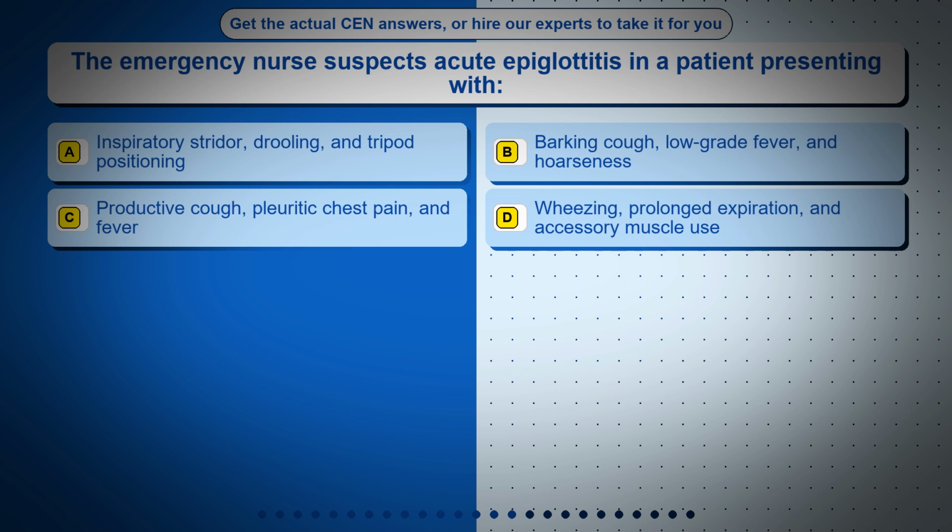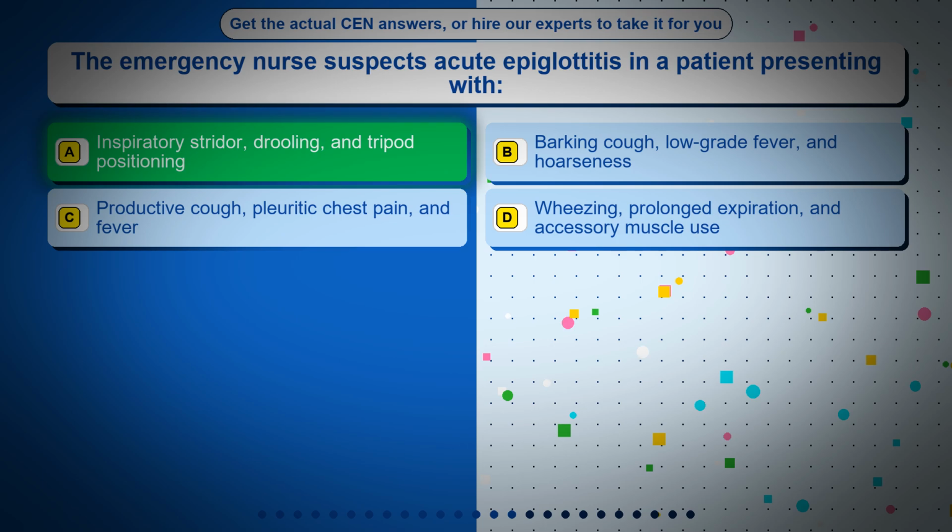Question 15. The emergency nurse suspects acute epiglottitis in a patient presenting with Option A, inspiratory stridor, drooling, and tripod positioning. Option B, barking cough, low-grade fever, and hoarseness. Option C, productive cough, pleuritic chest pain, and fever. Option D, wheezing, prolonged expiration, and accessory muscle use.